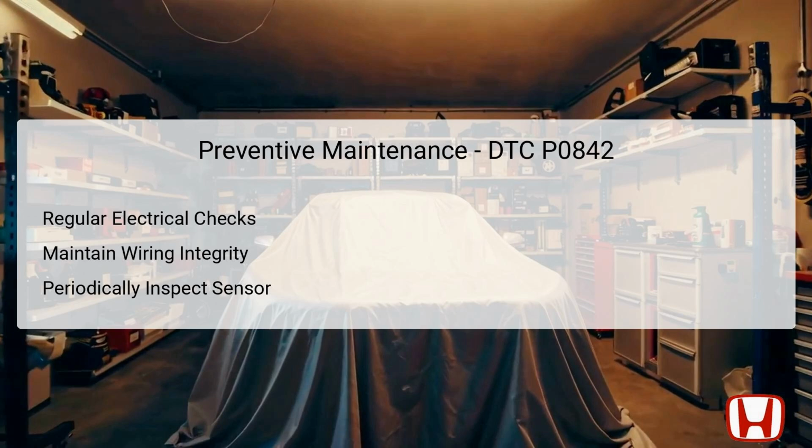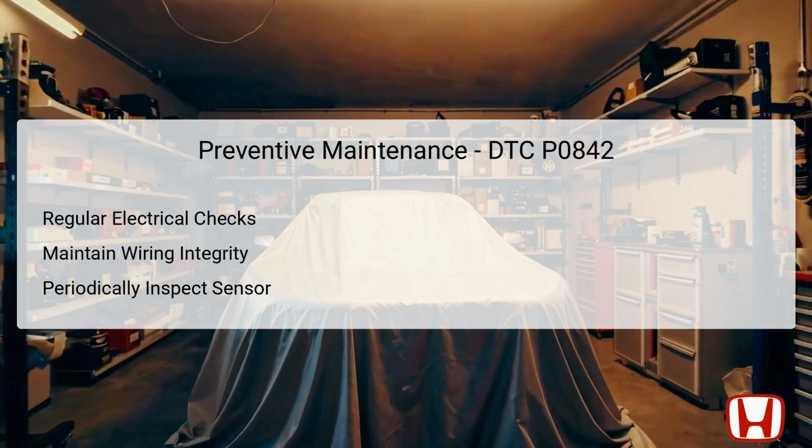Preventive maintenance is vital in avoiding issues like the DTC P0842 in the future. Regular electrical checks can help identify potential wiring problems before they lead to failure. It's essential to maintain the integrity of the wiring harness, as it is subject to wear and tear from the environmental conditions under the hood.